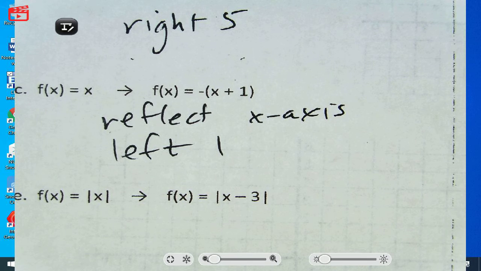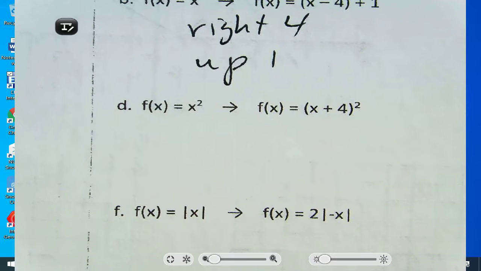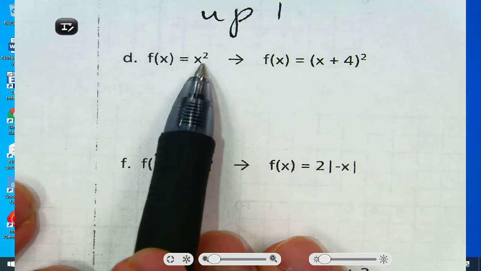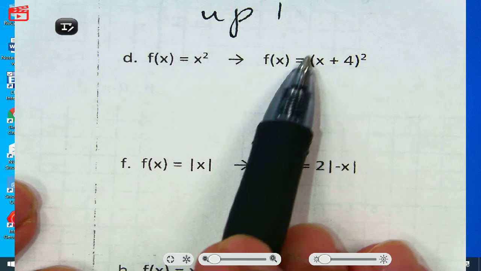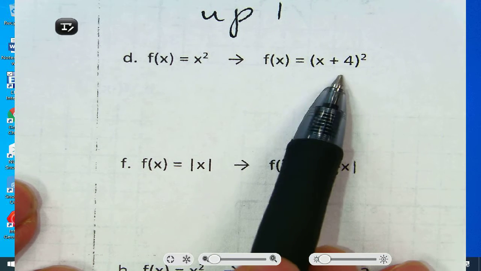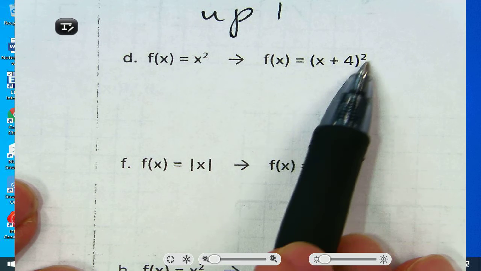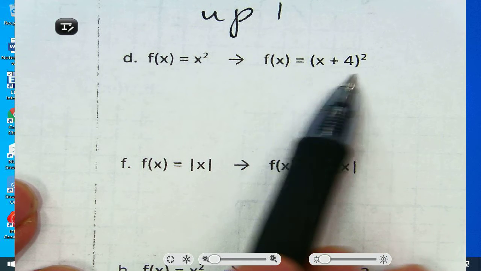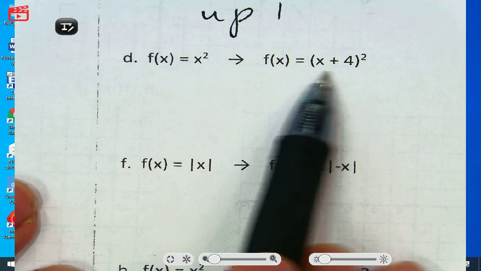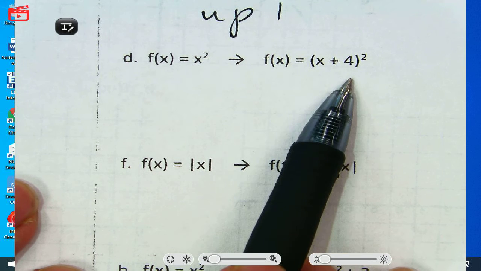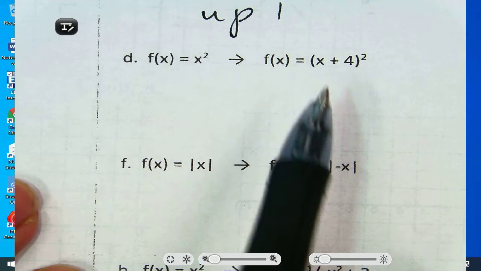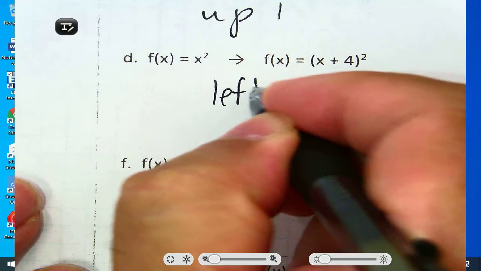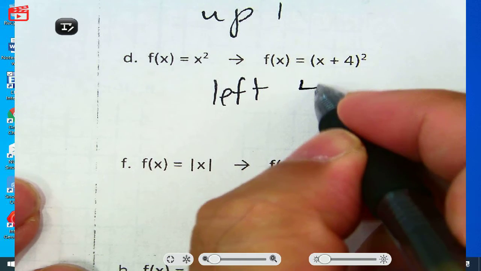D. Okay, so this is a good example. So this is a typical function. I have a function with an exponent of 2. So look over here, the exponent of 2 is outside of x plus 4. So this is more obviously outside, right? The 2 is outside. So that makes the plus 4 inside the parentheses. So it's inside, so what direction? It's sideways, so it's left. Remember, it's the opposite of what you think for the inside, so this is left 4.